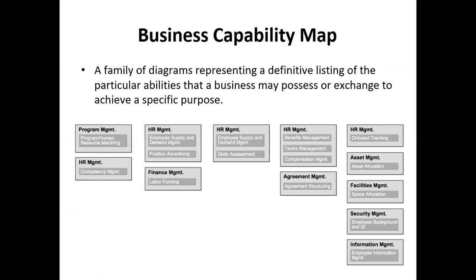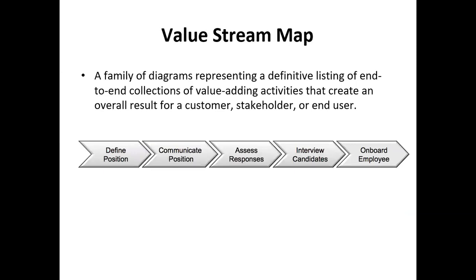I want to show you what a business capability map is. If you look at this, all that you see here are the capabilities: the program capability, HR capability, all these are different capabilities. It's called a capability map. Now, this is called a value stream. What is a value stream? A series of activities you carry out to deliver value is called a value stream.